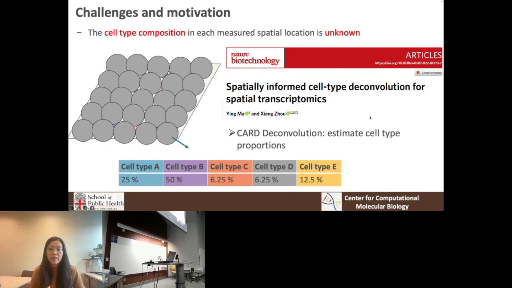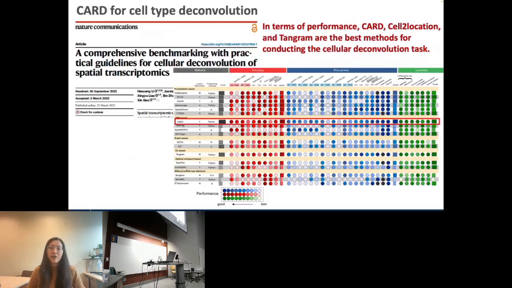So the deconvolution means that this method, CART, can estimate the cell type proportions for each spatial location. And once we get these vectorial proportions for each location, we can jointly visualize them to see the regions that have a high enrichment of some cell types, or even see if there are some cell types co-localized together spatially.